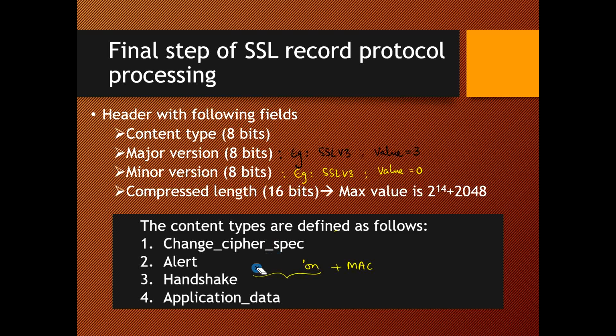Okay, so next we have the content types. We just mentioned the content type, which is one of the header fields. This content type is a higher layer protocol which is used to process the enclosed fragment. So this content type is defined as follows: it can be change cipher spec, alert, handshake, or application data.